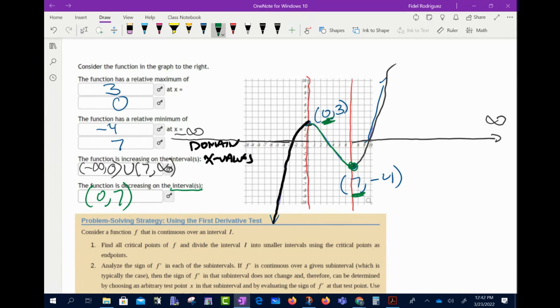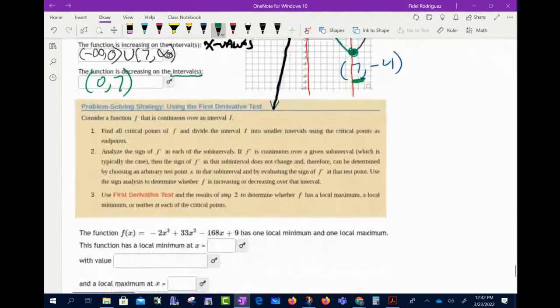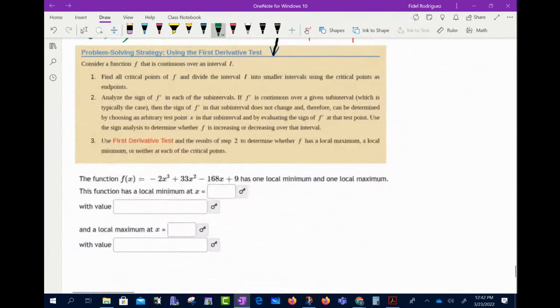This is the interval, yeah, because that's what we're discussing, right? It's talking about an interval. So you have to look at the context, right? Good, good, good. Okay, so y'all, we have a strategy on how we're going to use the first derivative test.